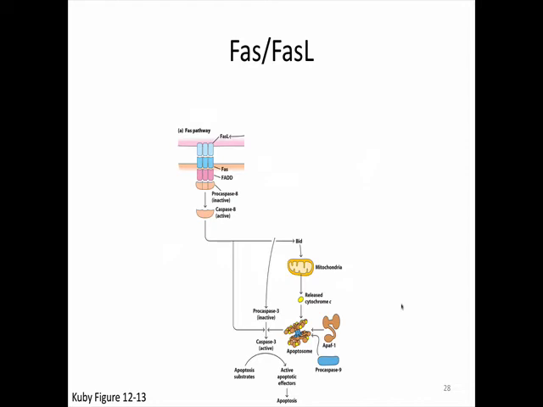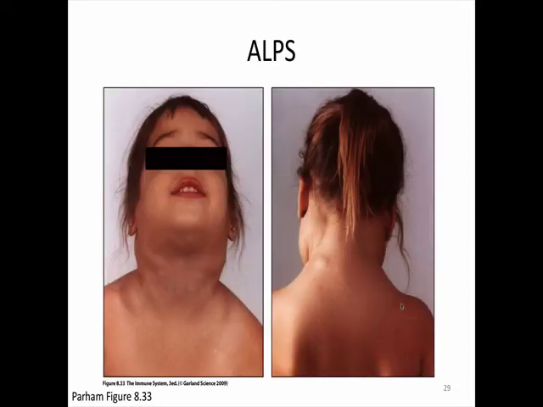And just so you are aware, there is a very severe autoimmune disease that happens in people who have mutations in either Fas or Fas ligand. So if people are missing Fas or Fas ligand, they have an autoimmune disease known as ALPS, or autoimmune lymphoproliferative syndrome. And so in this little girl, you can see a good one right here. All her lymph nodes are permanently swollen because her T cells cannot contract. Basically, her T cells divide and divide and divide and get activated, but never undergo contraction.